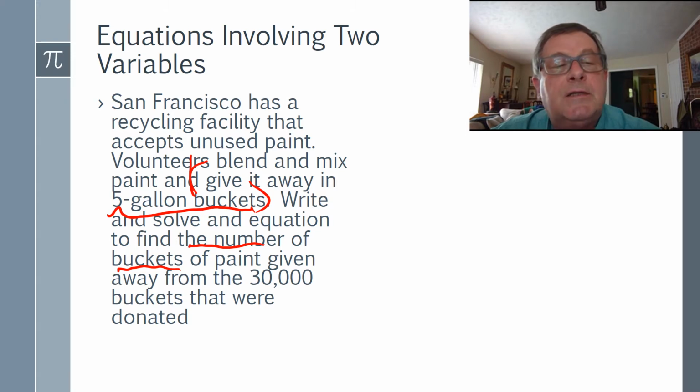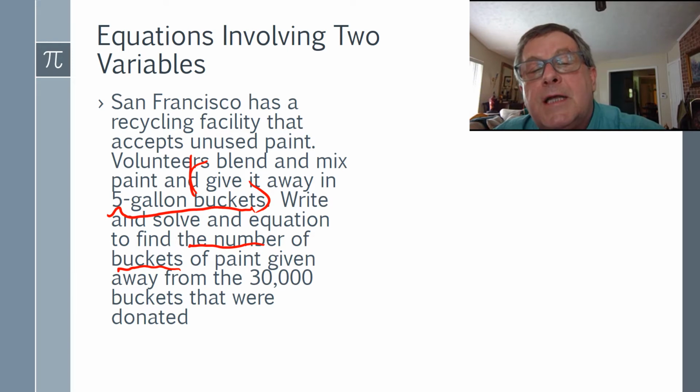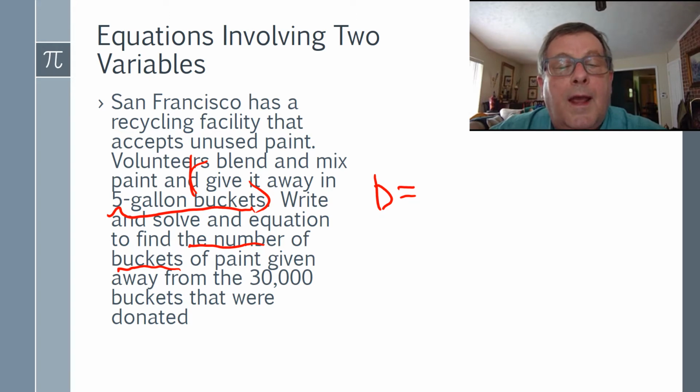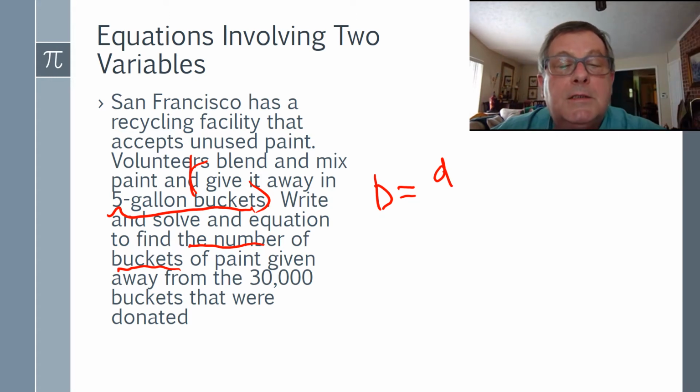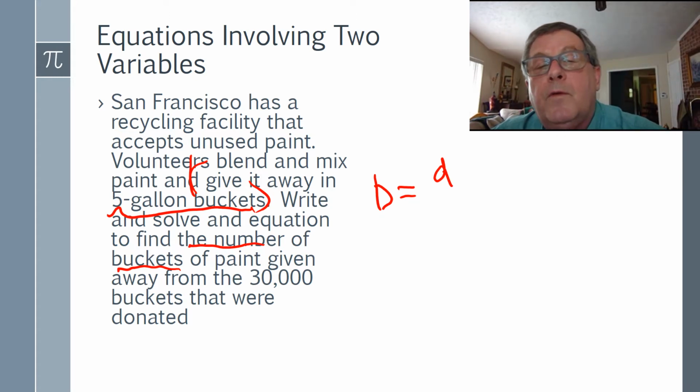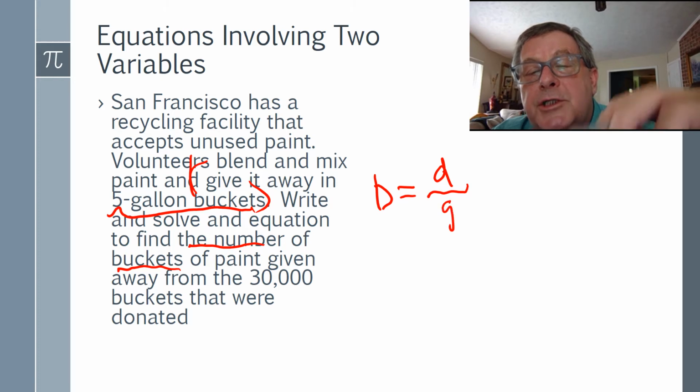So let's just assign some variables right quick. Let's say that B is equal to the number of buckets. That's what we're trying to find. And we've got 30,000 donated buckets. Let's give that a variable D, donated buckets. And then we've got 5-gallon buckets. We'll just call that G.